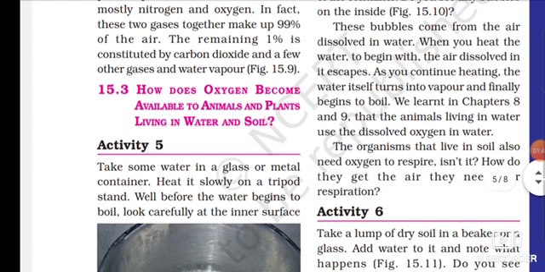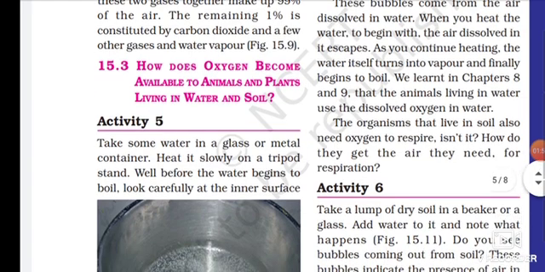The organisms that live in soil also need oxygen to respire. Isn't it? How do they get the air they need for respiration?